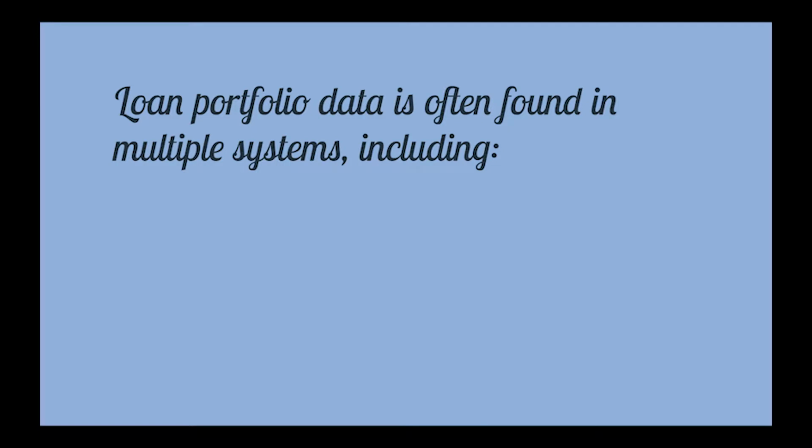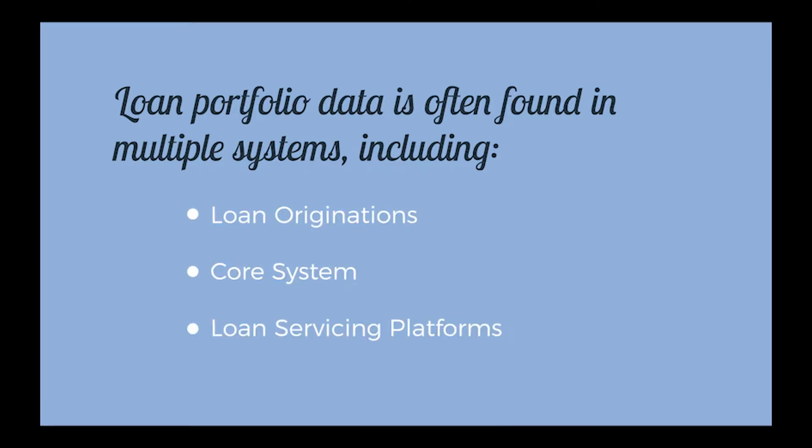One thing that all banks and credit unions have in common is a loan portfolio. Having a good understanding of the composition and health of your loan portfolio enables you to be more successful. If you are like most banks and credit unions, data describing your loan portfolio is often found in multiple systems, such as loan originations, the core, or loan servicing platforms.